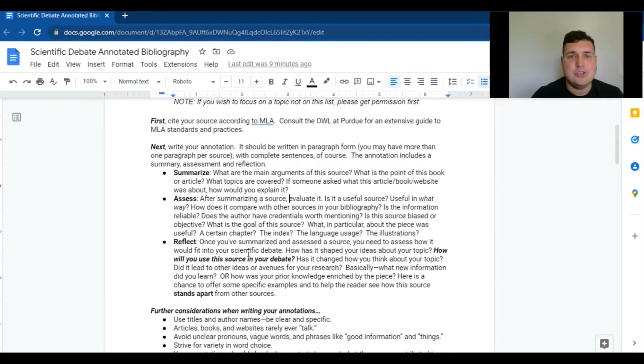Next, write your annotation. It should be written in paragraph form. You may have more than one paragraph per source. They probably will. With complete sentences, of course. The annotation includes a summary, assessment, and reflection.